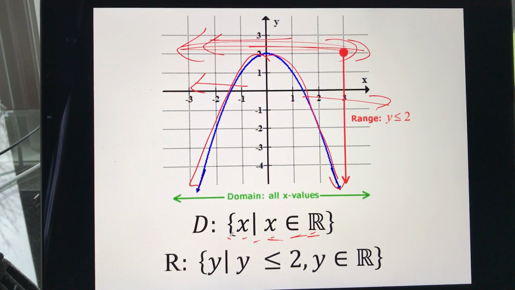The y values, okay, my y value is here, and it goes in this direction. So my y values, the maximum value it ever hits is 2, and it has to be less than 2 because it's dropping below this. So this is like a number line here, and y is getting lower. So we just say a set of all y such that y is less than or equal to 2, and y is any real number.